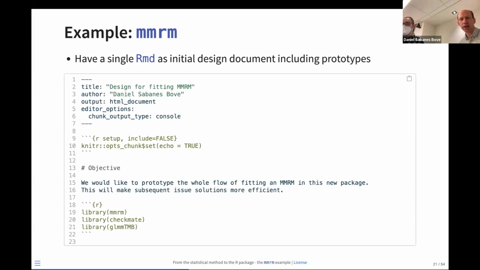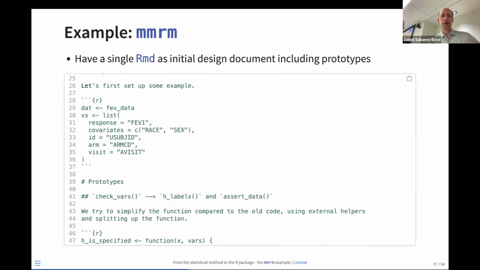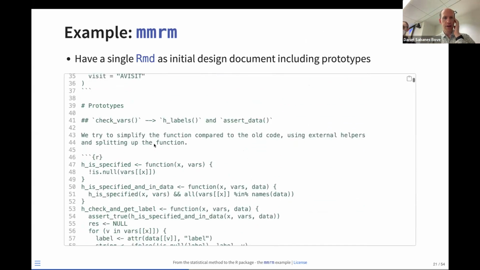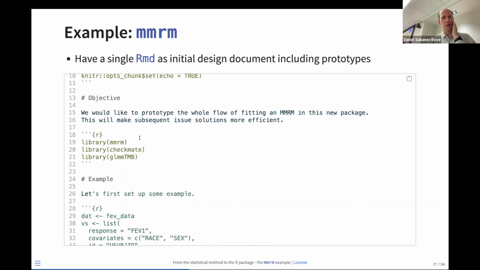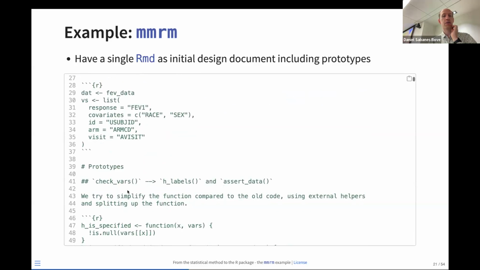Yep. And how did this look in the mmrm example? So I don't have the scratches on paper now that I had initially, but at least I want to show you a little bit the single markdown document that we had as the initial design document that included the prototypes. So this is really one of the first things, and just browsing through here, I just want to illustrate that I had thoughts here, right? So what do we want to do? We're talking about some objectives. We're talking about some data example.